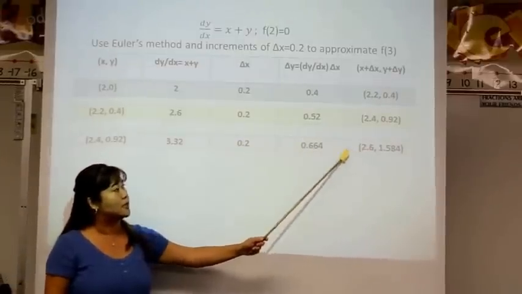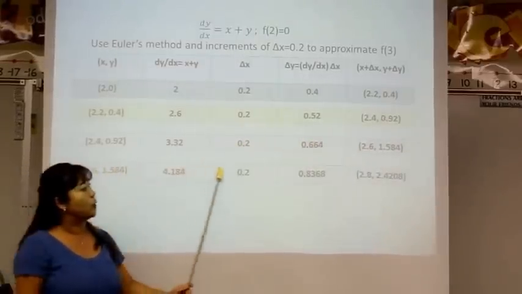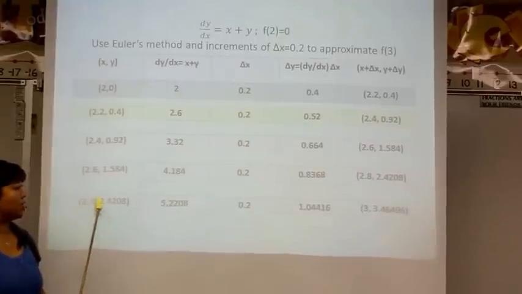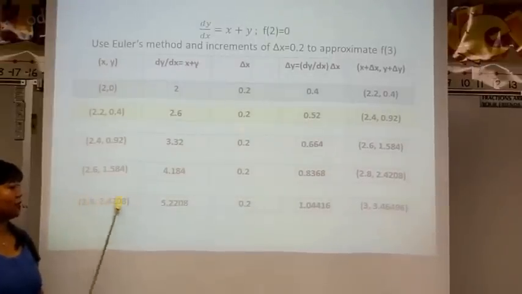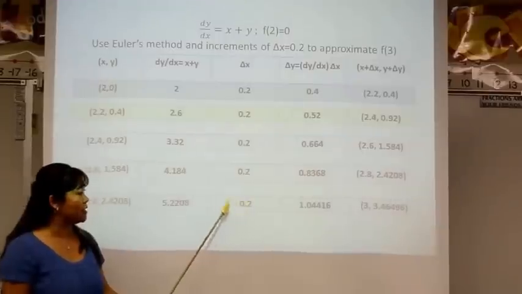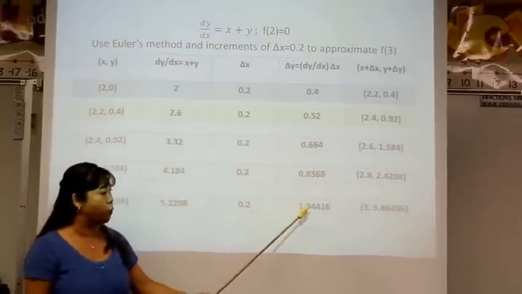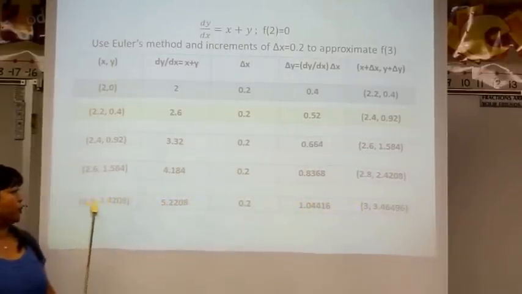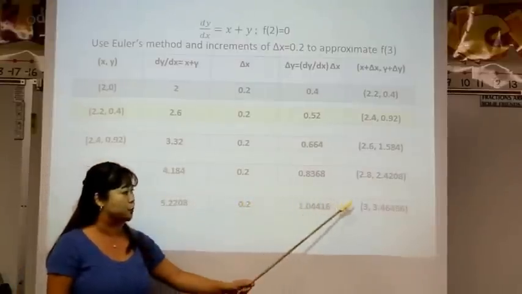So we get 2.6, we continue on, we get 2.8 at this point, and then we continue on. So with that 2.8, again, we're going to add those two numbers together, giving us 5.2208. From there, again, we're going to multiply these two numbers right there to get our delta y. And then from there, we're going to add the x's together. So 2.8 plus 0.2 gives us 3 right there.